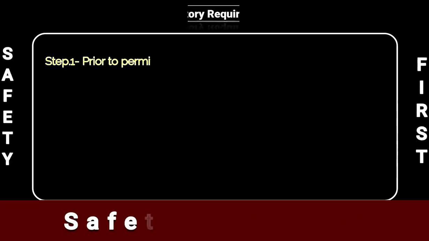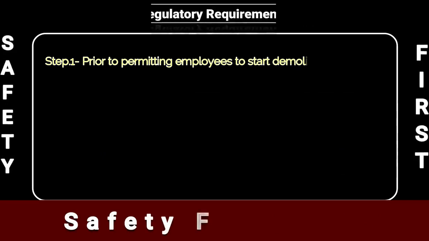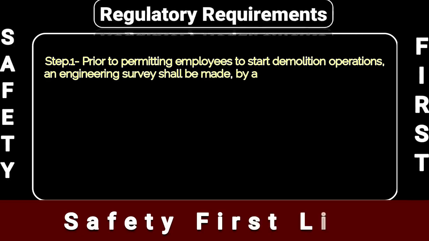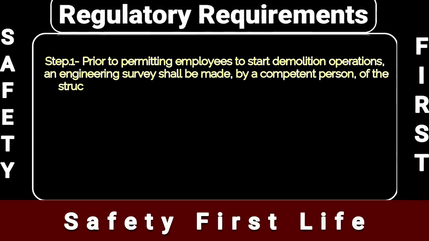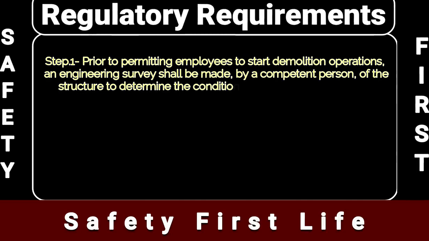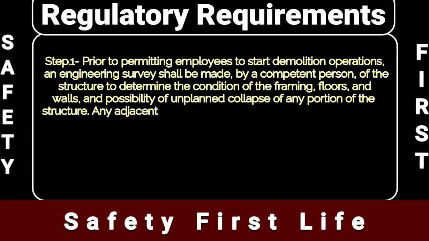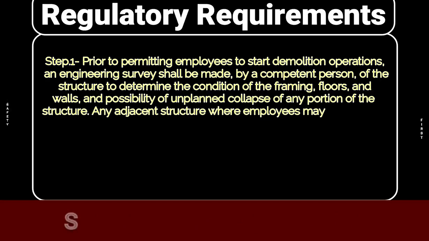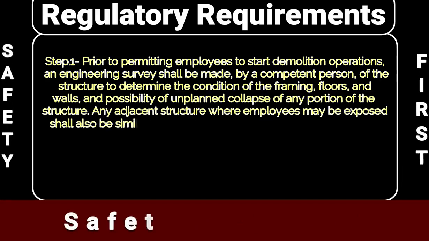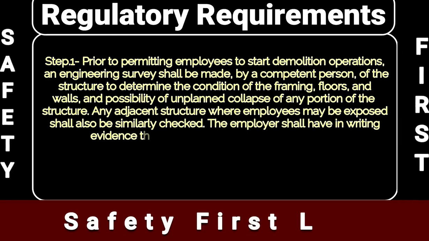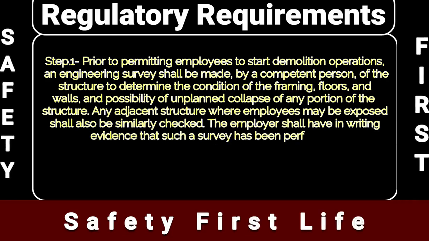Number 1, prior to permitting employees to start demolition operations, an engineering survey shall be made by a competent person of the structure to determine the condition of the framing, floors, and walls, and the possibility of unplanned collapse of any portion of the structure. Any adjacent structure where employees may be exposed shall also be similarly checked. The employer shall have in writing evidence that such a survey has been performed.